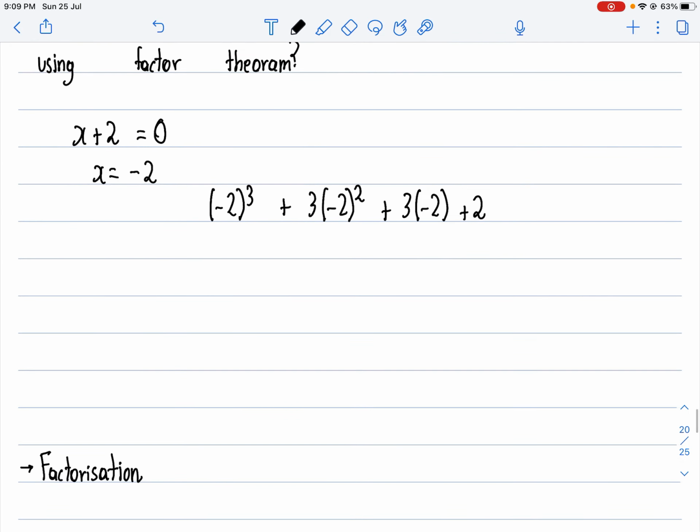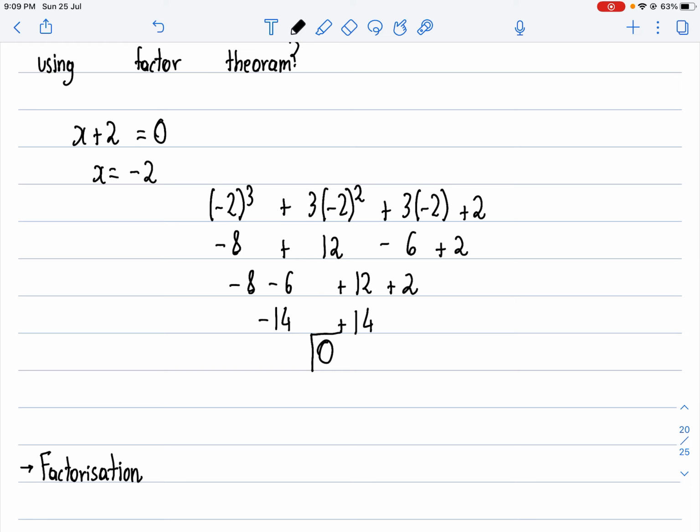Okay, so let's solve. Minus 2 the whole cube is simply minus 8, correct? 3 into minus 2 the whole square is basically 3 into 4, which is 12, correct? And 3 into minus 2 is basically minus 6 plus 2, correct? So I can write this as minus 8 minus 6 plus 12 plus 2, which is basically minus 14 plus 14, correct? Which is simply 0.